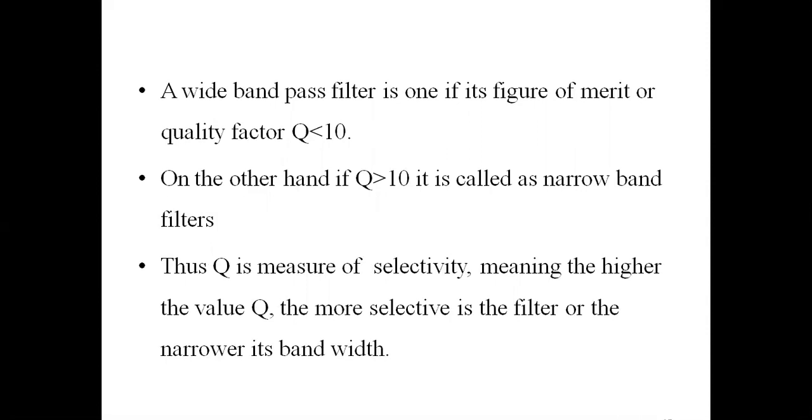So here, the quality factor, or the term Q, is actually a measure of selectivity. That means the higher the value of Q, the more selective is the filter, or the narrower its bandwidth. So this is how we can recognize a wide band pass filter and, on the other hand, a narrow band filter, and Q is the main part here. That means it measures the selectivity of the filter.